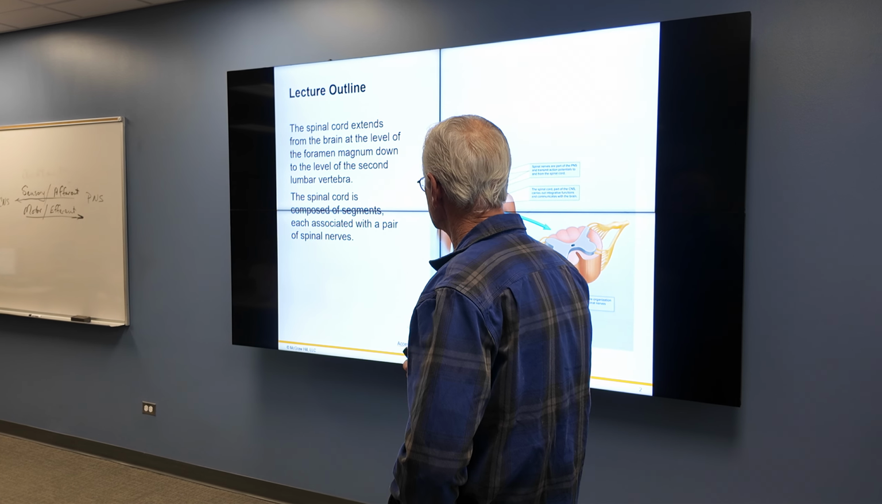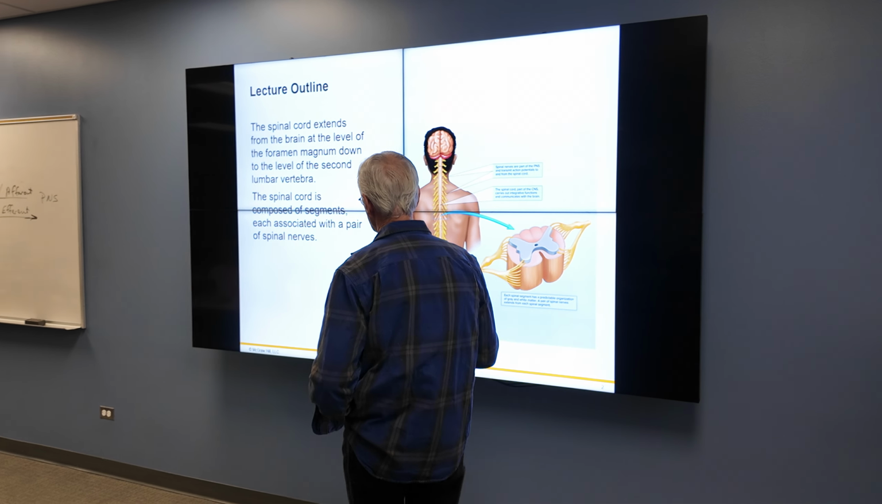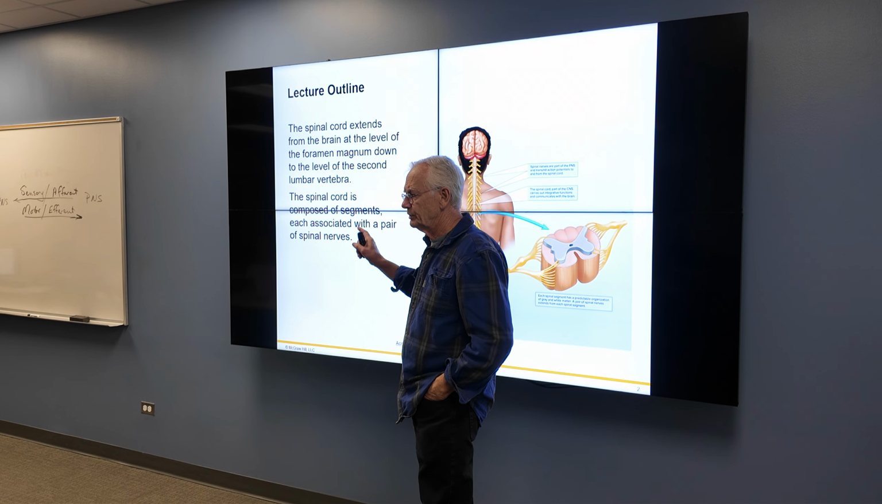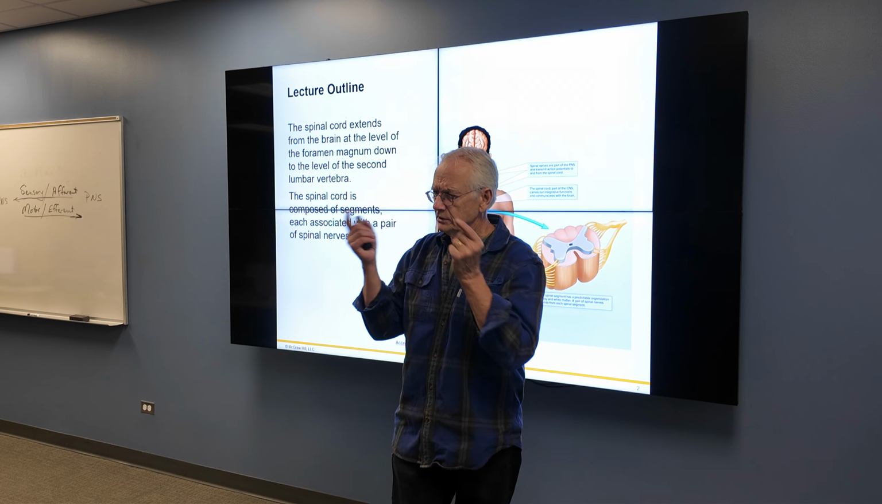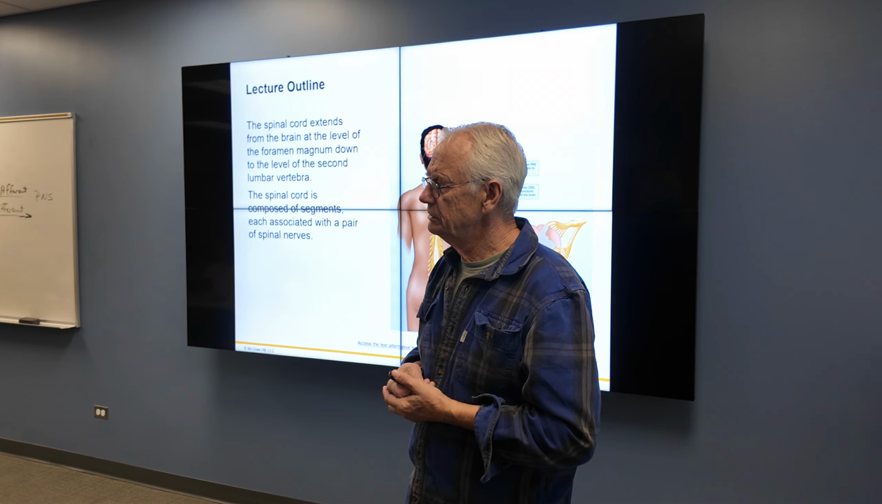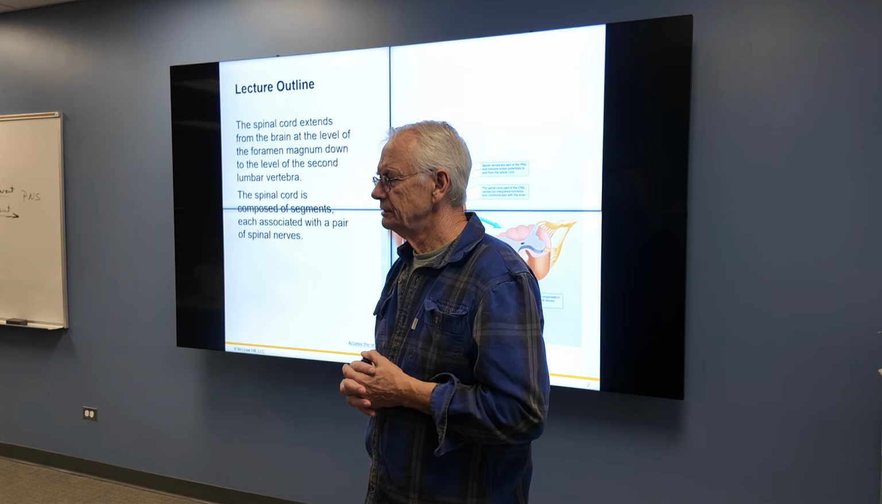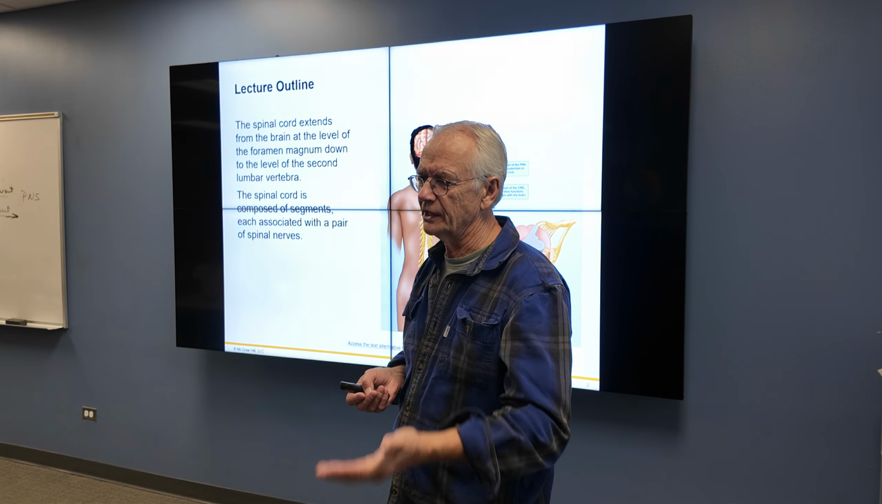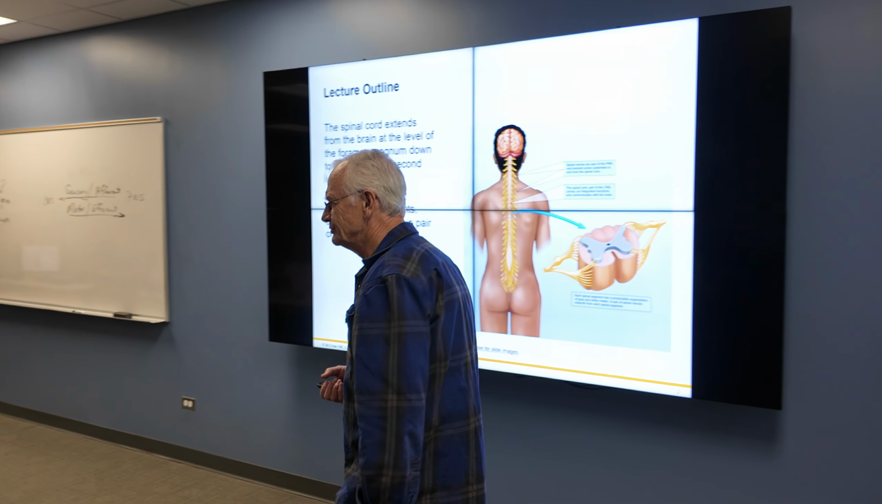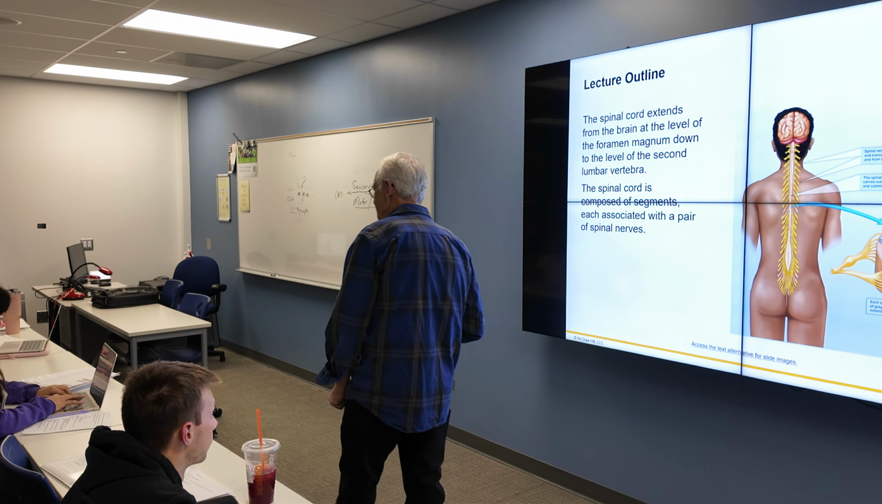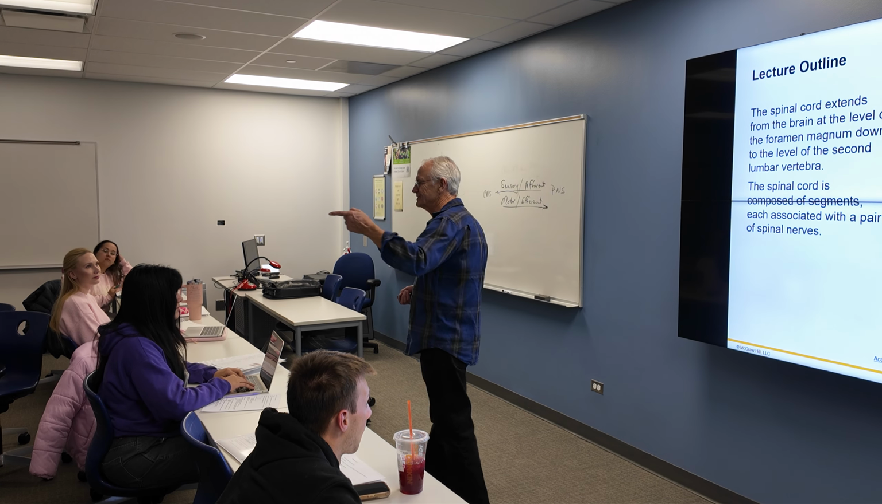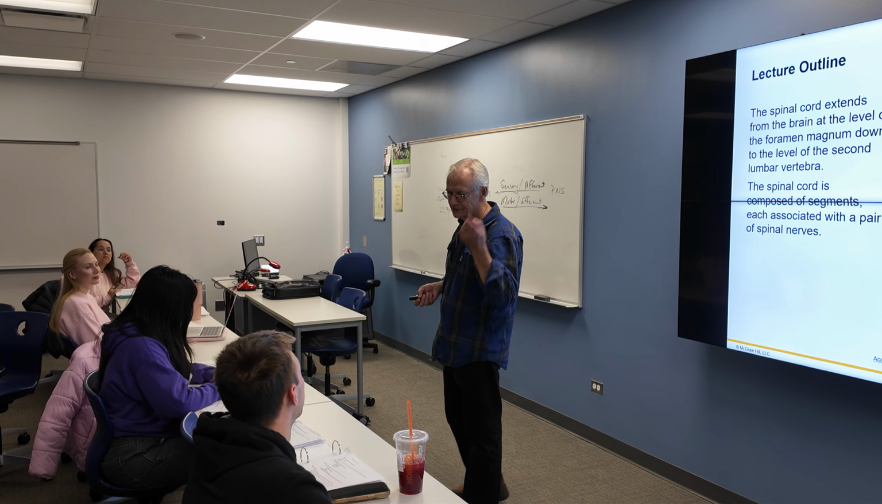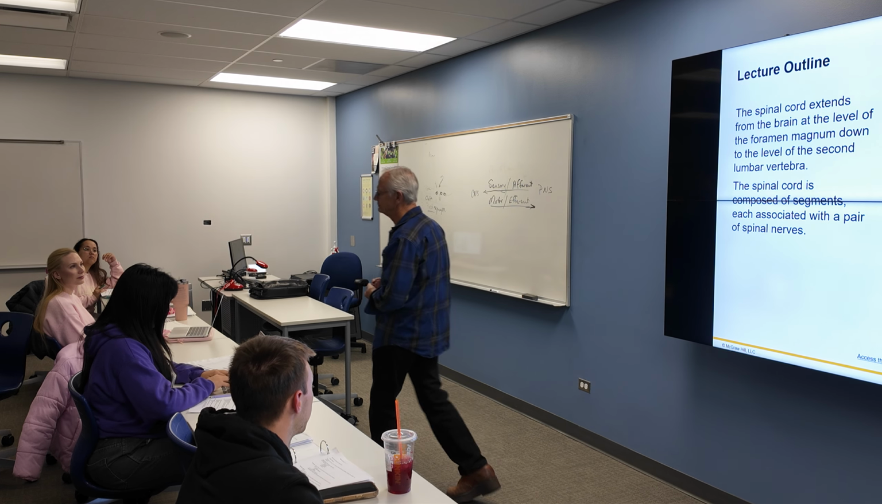So the spinal cord is composed of segments, each associated with a pair of spinal nerves. We already went over that. How many in the cervical? Seven. Really, I even emphasized it. How many in the cervical? Eight. Oh, you're talking about the nerves. 7 cervical segments, 8 cervical spinal nerves, okay?